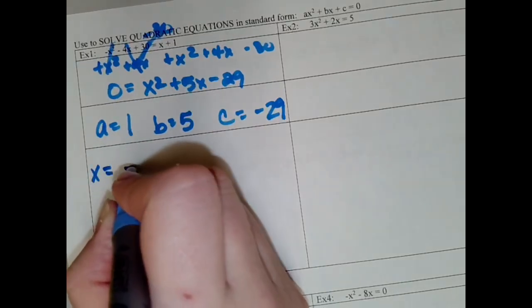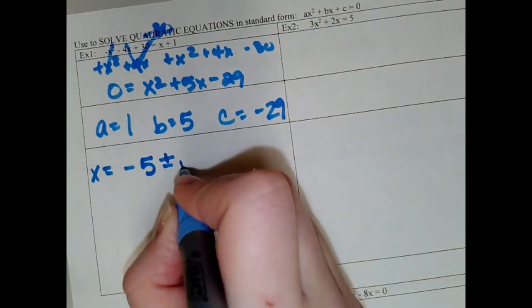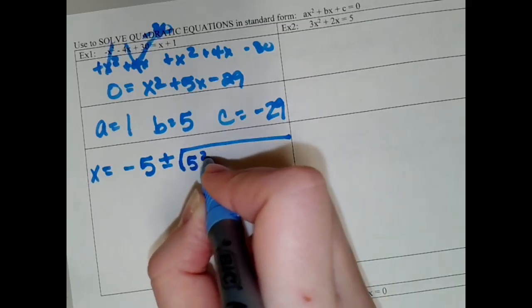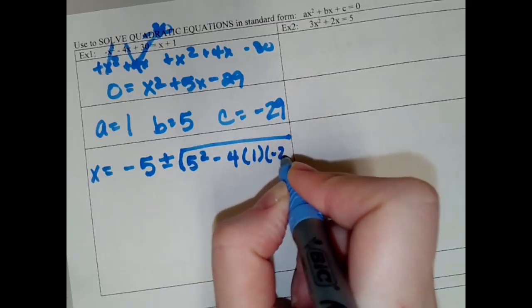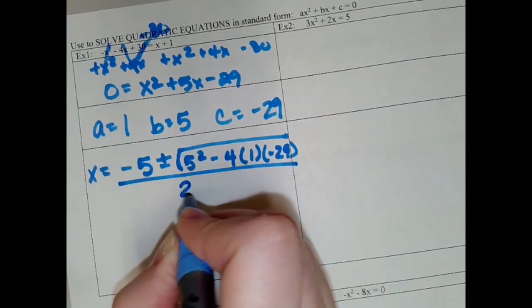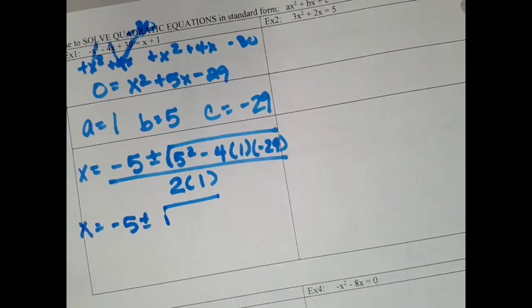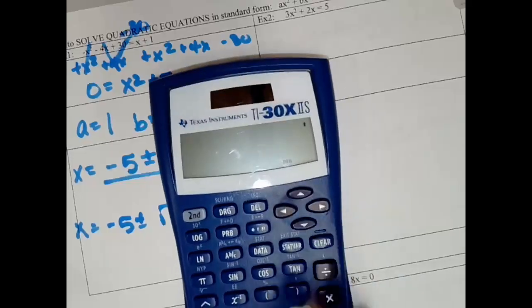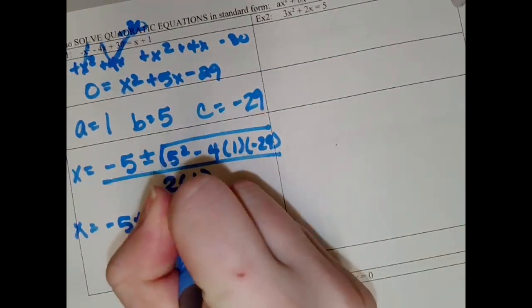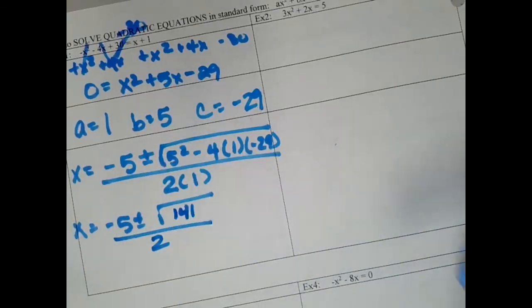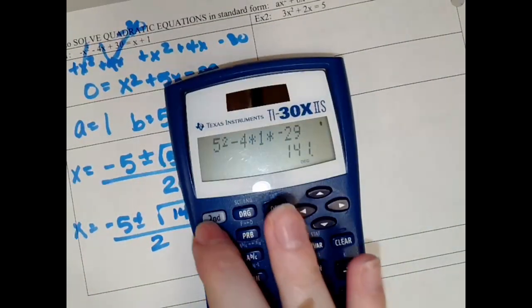So x equals negative b plus or minus the square root, b squared minus 4 times a times c all over 2 times a. When you simplify this, I would first simplify what's called the discriminant, which is the part that's underneath the radical. So don't plug in the square root, just plug in what's inside of the square root. So I would plug in 5 squared minus 4 times 1 times negative 29. Hit enter. That gives me 141. And 2 times 1 is 2. So now I'm like, okay, I need to simplify the square root of 141.